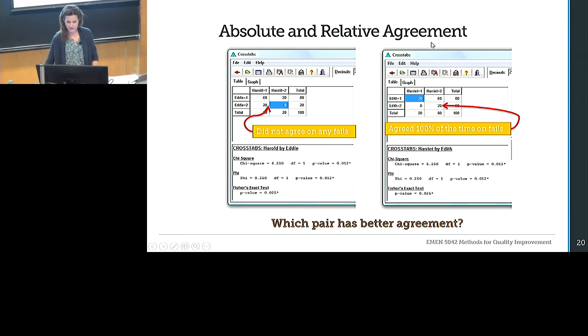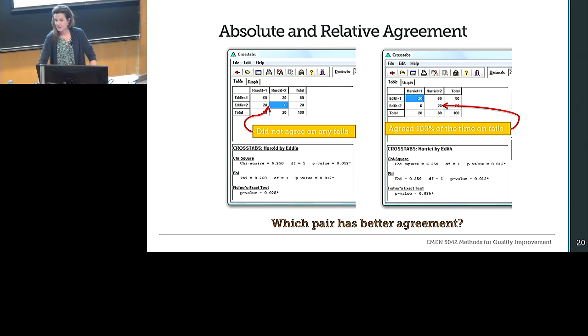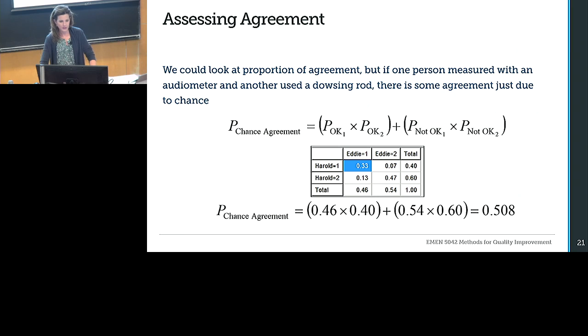So if you're trying to figure out which one has better agreement, they didn't agree on any fails. They had agreed 100% of the time on the fails, and we're trying to understand which pair of these has better agreement. And it really ends up depending on what the marginals turn out to be in the cells. What do they agree on? What do they disagree on? And what is the proportion of agreement they have that's above that due to chance and chance alone? So that's what we're looking at when we look at agreement.